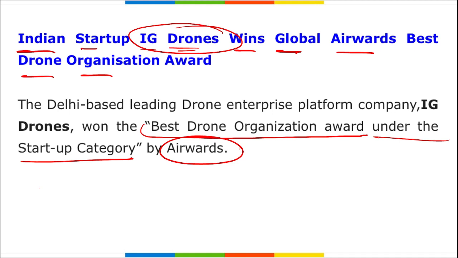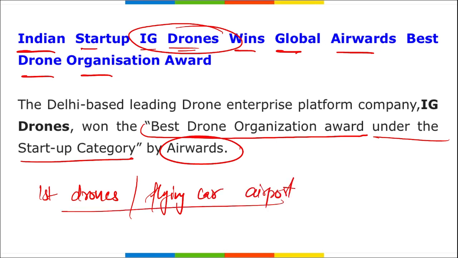Also, if we are talking about drones, then you should know the first drone and flying cars airport. Where was this set up? It was in the UK. It was the first of its kind drone and flying cars airport that was launched in the United Kingdom. Alright, and coming back, who won this Best Drone Organization Award under the startup category? That was presented by Awards. This award has been won by Indian startup, that is IGG Drones.